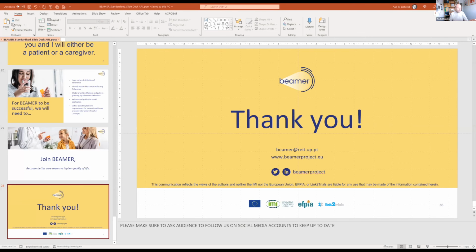Thanks for that. I think a really comprehensive picture of the value of the approach within BEAMER. Now then, I'm conscious of time. We've got less than 15 minutes.